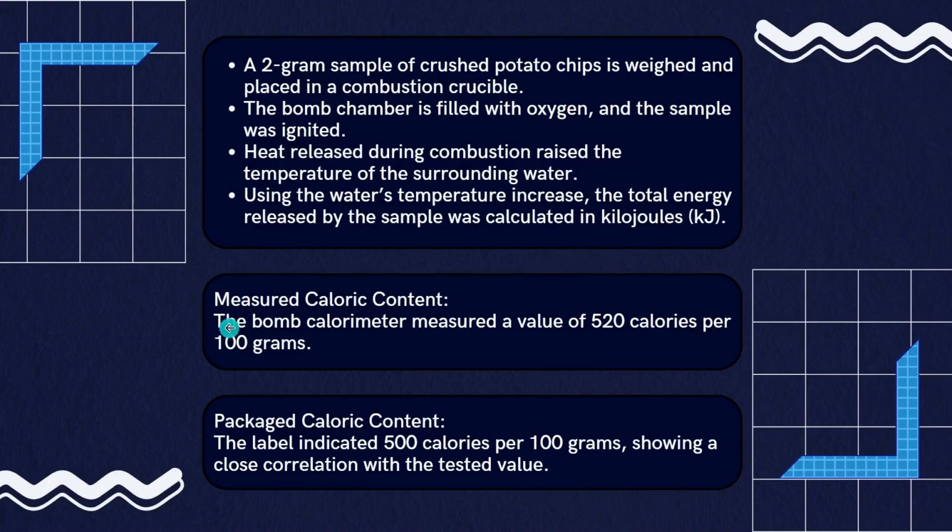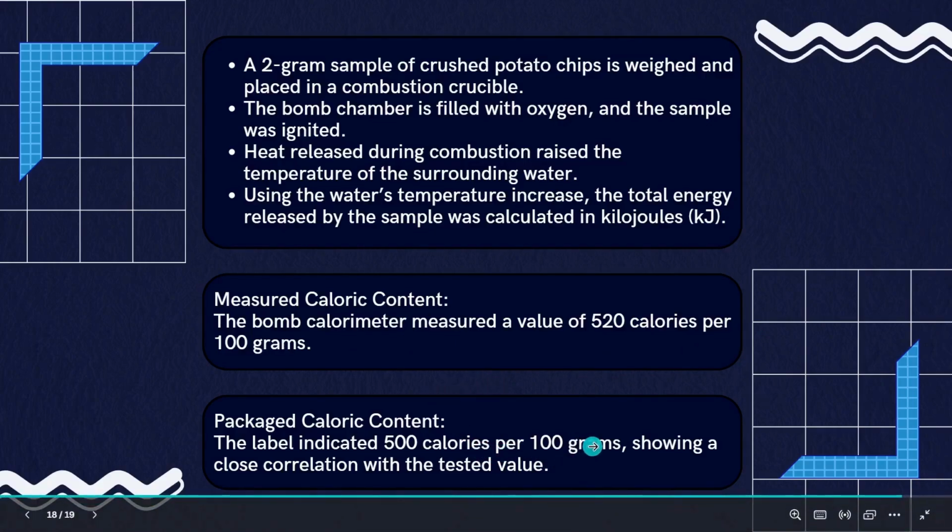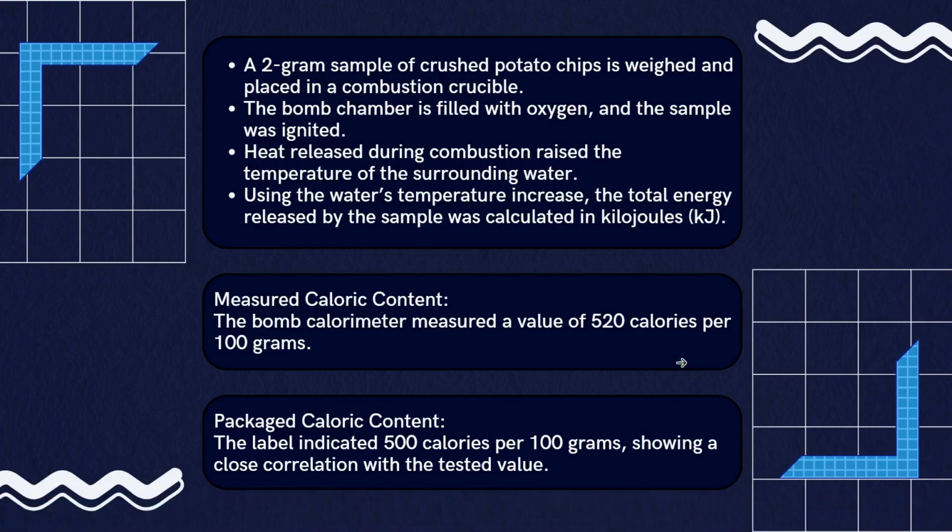The measured value of the bomb calorimeter was 520 calories per 100 gram, and on the package it was labeled as 500 calories per 100 grams. It is showing a close correlation with the tested value, so it is highly accurate.